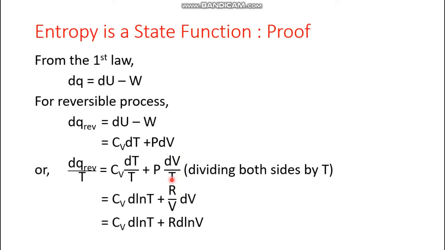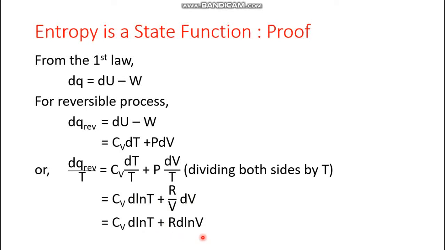Now this P by T can be replaced by R by V from the ideal gas equation for 1 mole, PV equals RT. So instead of P by T we can write R by V, and dT by T can be written as d ln T, because d ln T equals dT by T. On the other hand, dV by V can be written as d ln V, because d ln V equals dV by V. So we get the final expression dq by T equals Cv d ln T plus R d ln V.